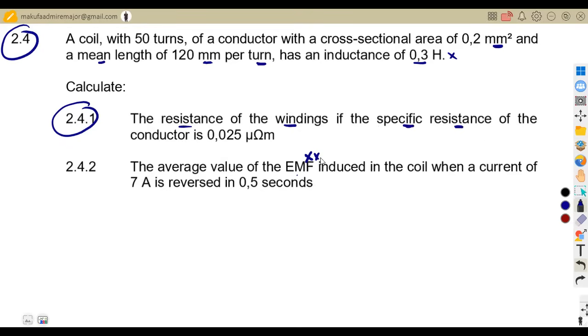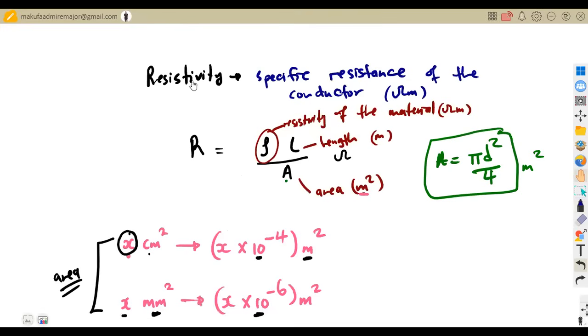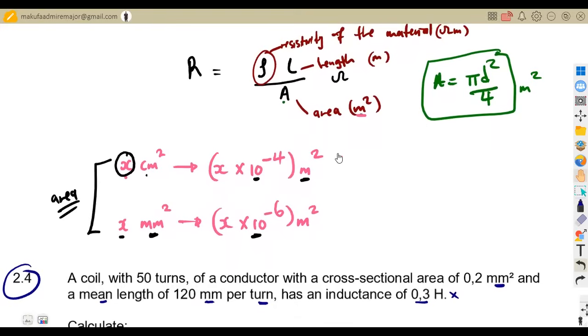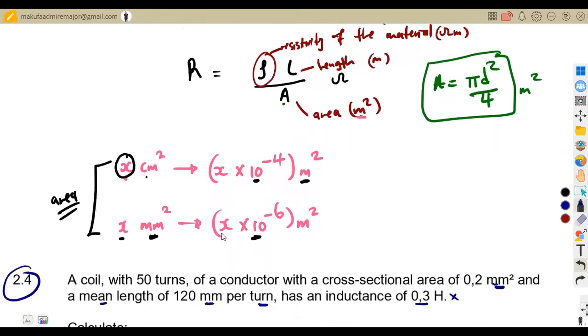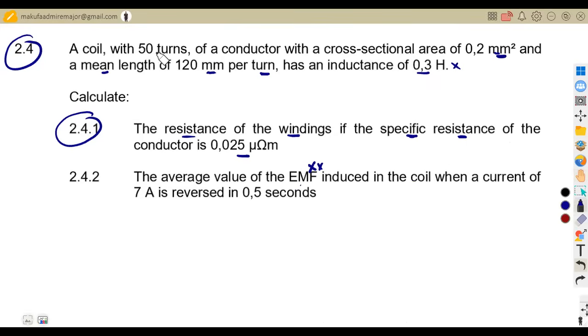If the specific resistance of the conductor is given, which I referred to as the resistivity of the material, we are going to calculate the resistance. Also take note our area is in square millimeters, meaning we are going to multiply by 10 to the exponent of -6 to convert this area to square meters. These are some of the things you are supposed to take note of when you are given your values. So that is going to be the given information. Here we've got the number of turns, 50 turns in this case, and we've got the area.